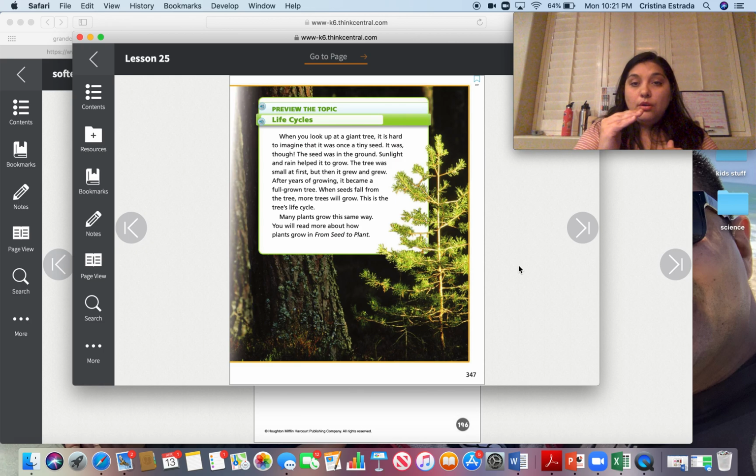At first it was small, and then it just got bigger and bigger and bigger, and after years of becoming bigger, it became a full-grown tree. Now, when seeds fall from the tree, it allows more trees to grow all around. And that's the cycle of the life of a tree. So many plants do grow in that same way. And that's exactly what we're reading about in the story From Seed to Plant. So join me next to read the story.